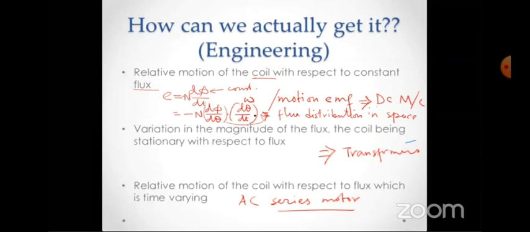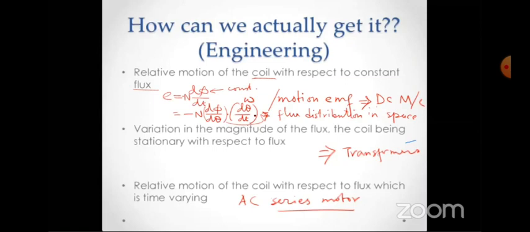Is that clear? So we should have both the things finite. That means we should have some variation in flux with respect to space angle theta, and we should also have some relative velocity, that is d theta dt. Then only we'll get some induced voltage E.